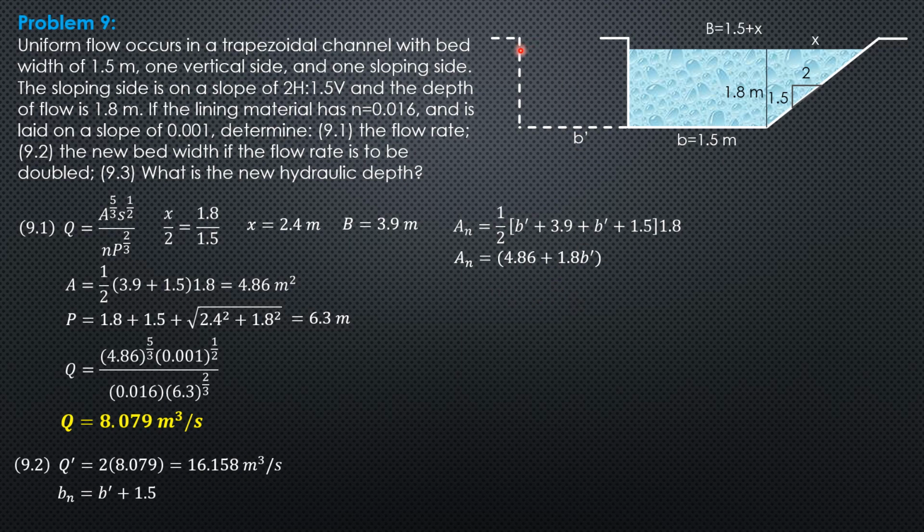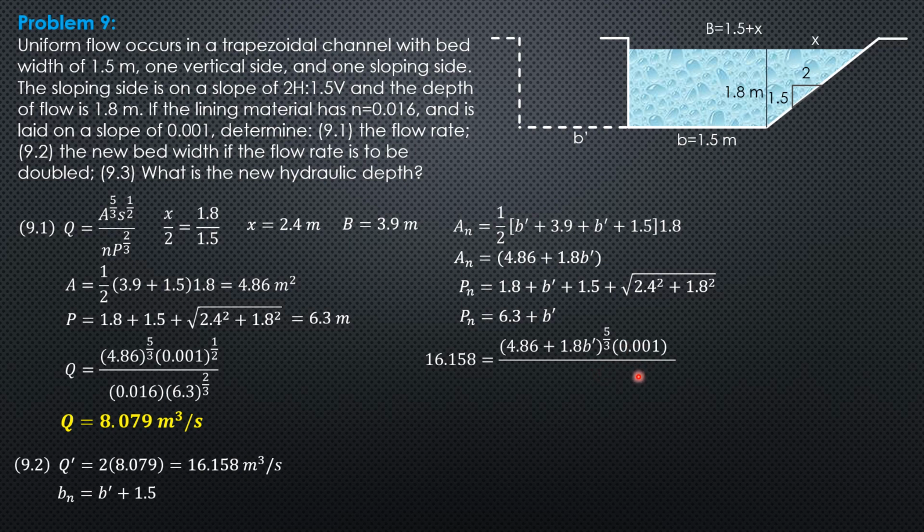The new perimeter on the other hand is 1.8 plus B prime plus 1.5 plus square root of 2.4 squared plus 1.8 squared. So the new perimeter is 6.3 plus B prime. So it is only B prime that is added because this is the same as that. So substitute into our formula: 16.158 equals quantity 4.86 plus 1.8 B prime to the 5/3 times 0.001 to the 1/2 over n = 0.016 times new perimeter, 6.3 plus B prime to the 2/3.